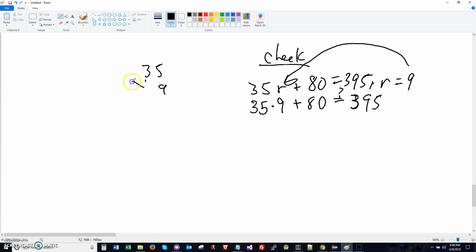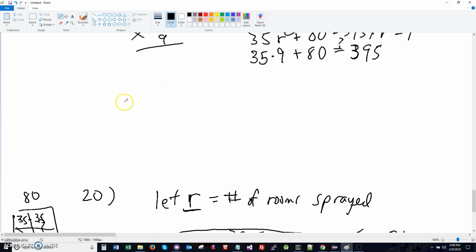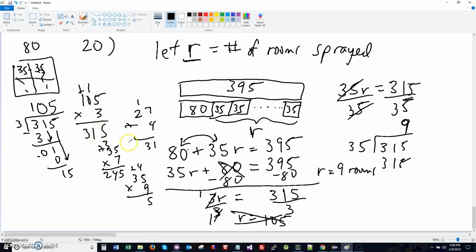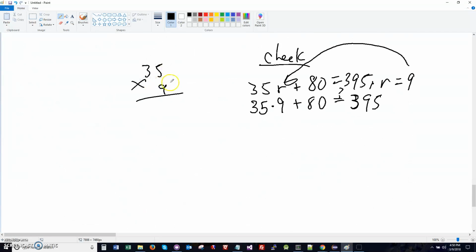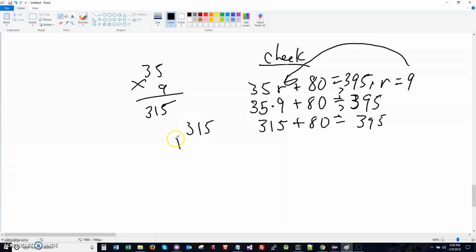Is that true? Let's find out. So 35 times 9, I think I already multiplied that. I'm not going to do it again. Where is it? There it is right there. I just didn't finish it. This is actually 315. And so I have 315 plus 80. Does that equal 395? Well, let's just add those numbers and see. And you will see that it indeed does.